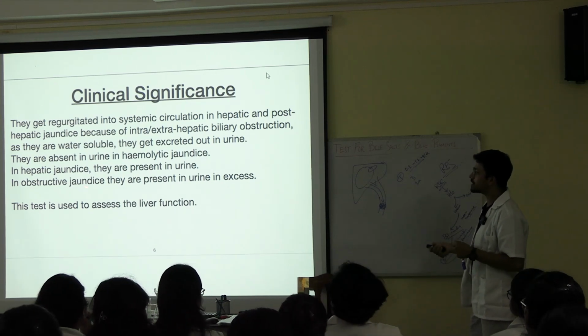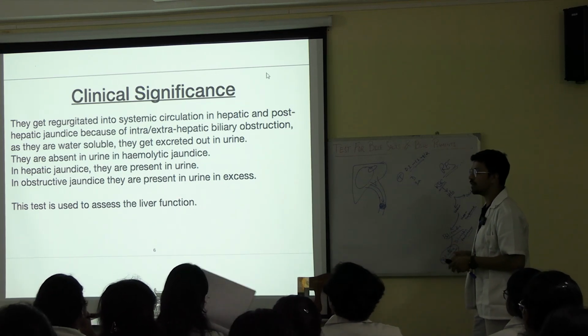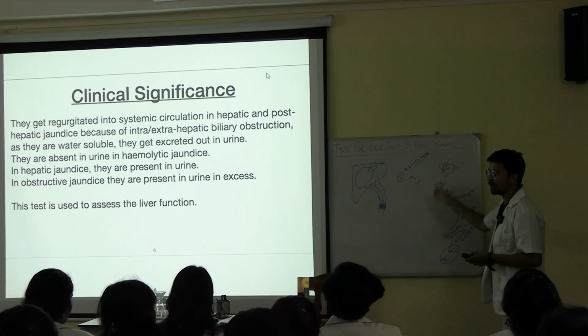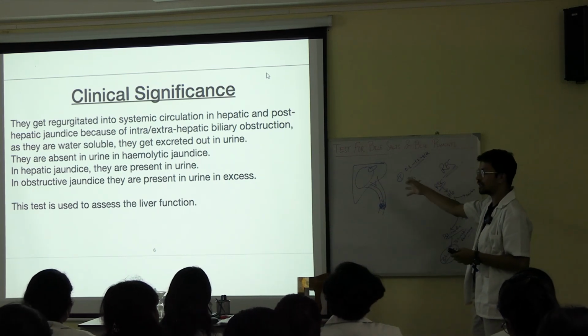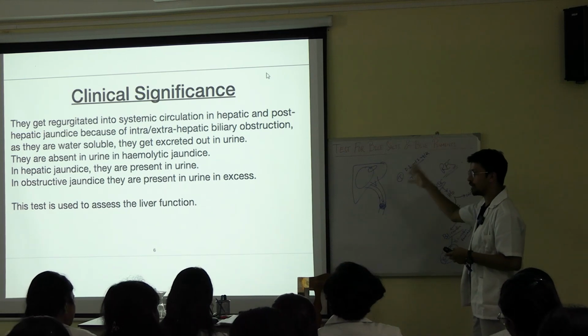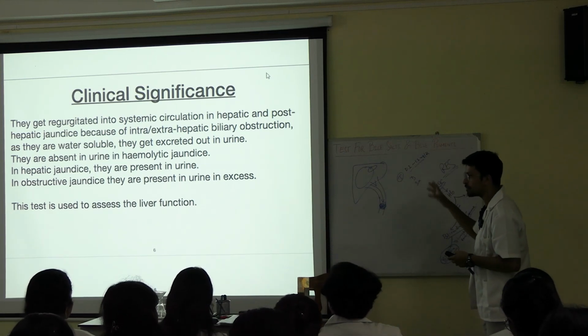And the purpose of the test is to assess the liver function. Obviously, we cannot estimate hemolytic jaundice from this test. We are assessing if there is any pathology, any obstruction or any hepatic tissue damage. Fine? Please write it down.